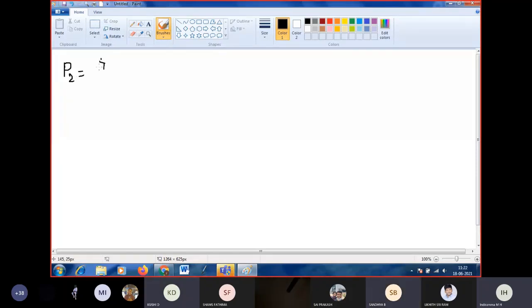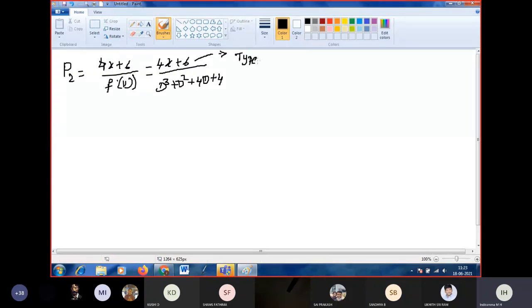4x plus 6 by D cube by f of D. What is f of D? D cube plus D square plus 4D plus 4. Okay, next. Which type is it? Type 3, ma'am, because the numerator is a polynomial.